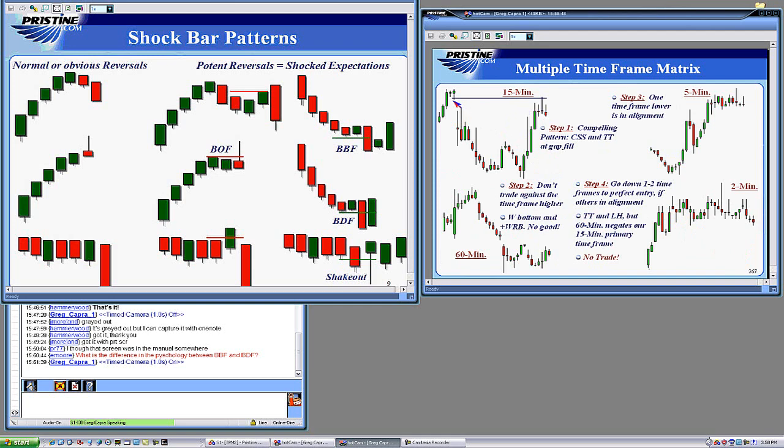Multiple bars moving up into a gap fill. You're looking for it to retrace. Well, you're not shorting that. You've got a 60-minute W bottom. So the higher time frame is in alignment. Again, no trade, no sense in going any further.